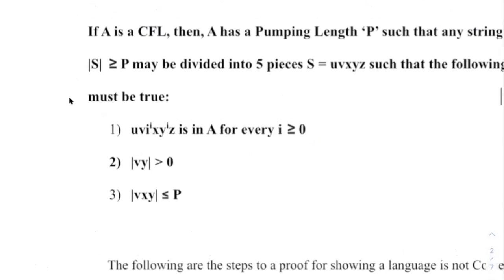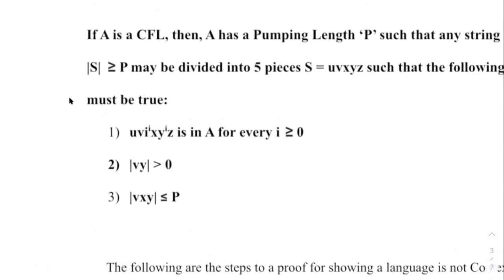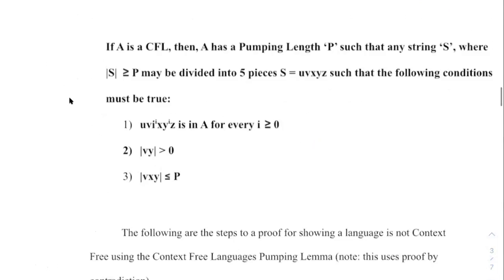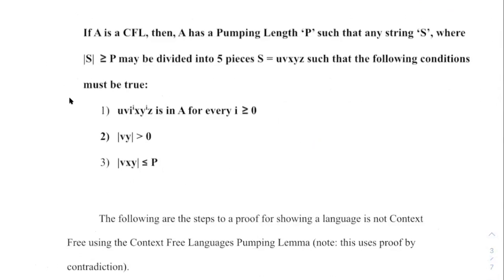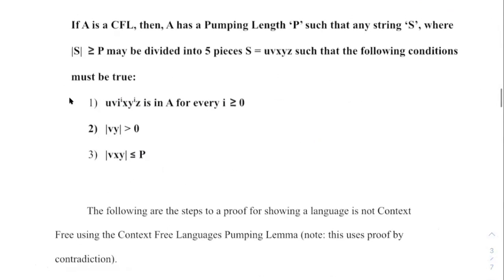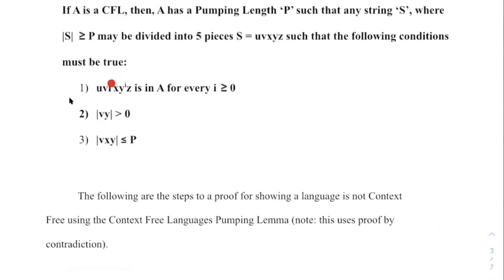So U V to the power of i, X, Y to the power of i, and Z is in A for every i greater than or equal to 0. And this is just pretty much saying that for these powers of i, which are greater than or equal to 0, they just have to match these powers, specifically the i on V and Y.